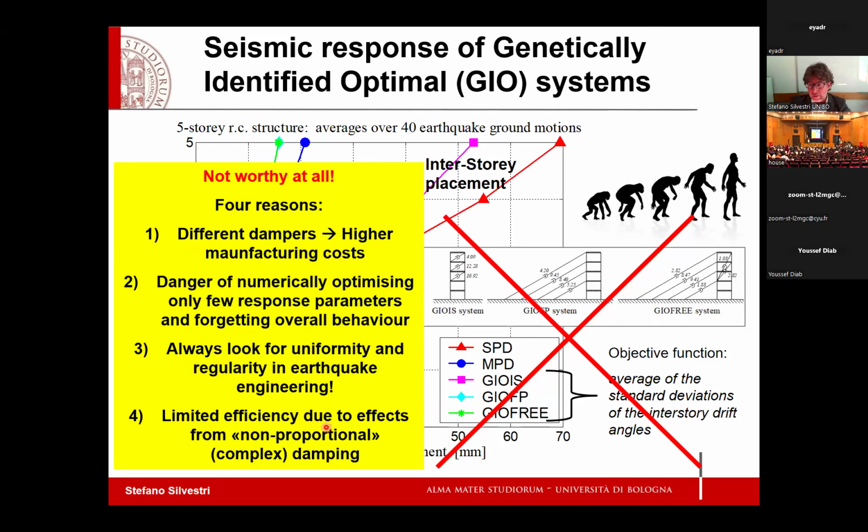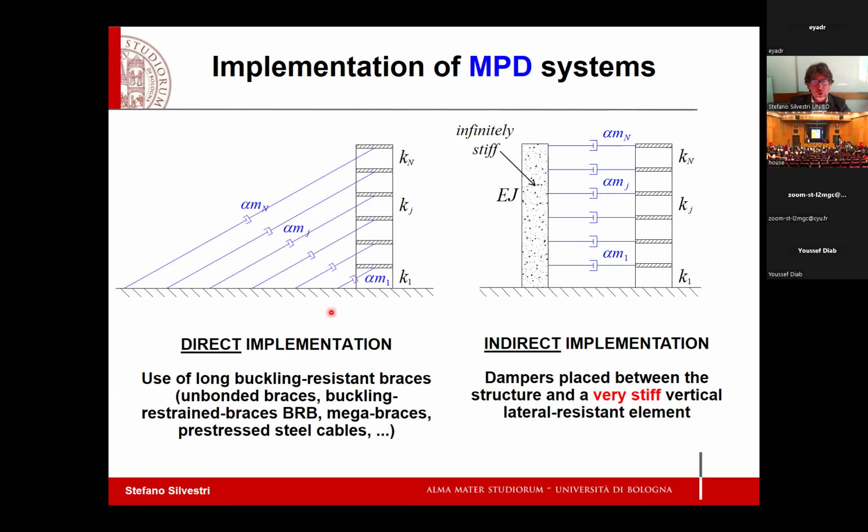So my proposal is to look for this kind of damper placement. Direct implementation this way, which however can be subjected to some buckling issues that somehow can be avoided with mega braces or other technological solution, or this one, which is quite adopted already in Italy.